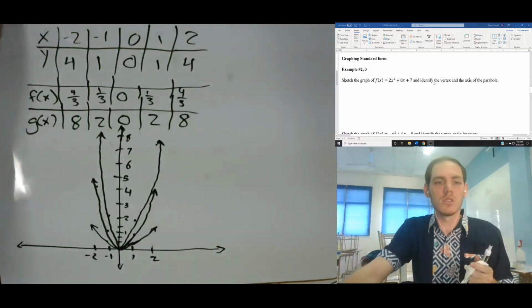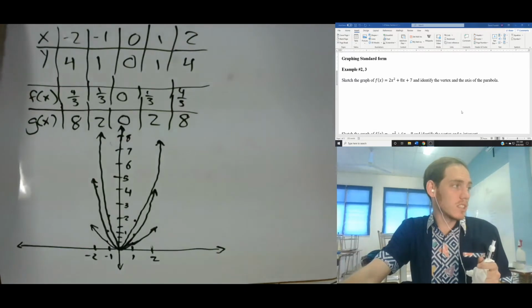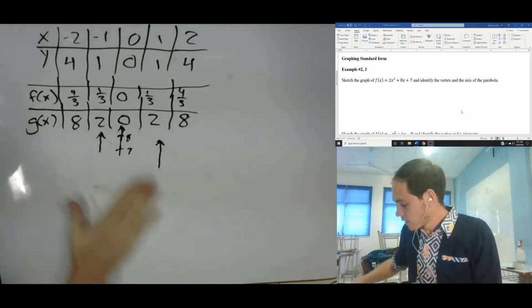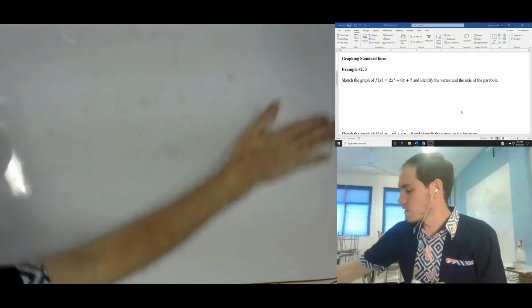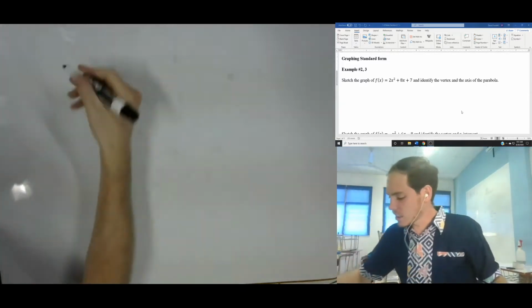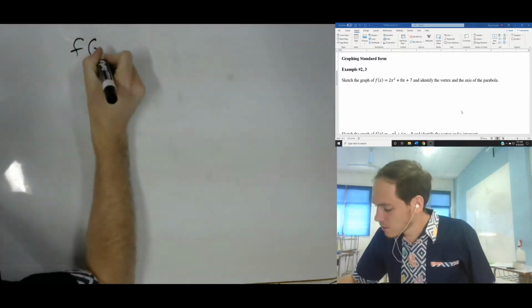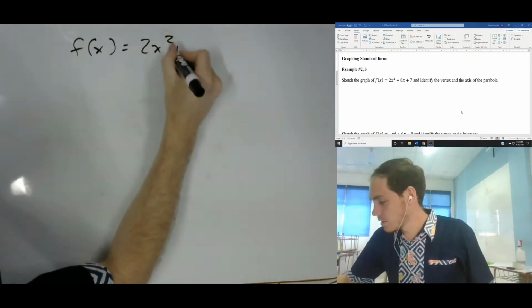Now, standard form. We're actually going to change this into standard form. This one, the 2x squared plus 8x plus 7. And this is actually the process that I want you to know. So those graphs of stretches and shrinks doesn't matter anymore because we have stopped caring. Okay, that's not true. We still care.